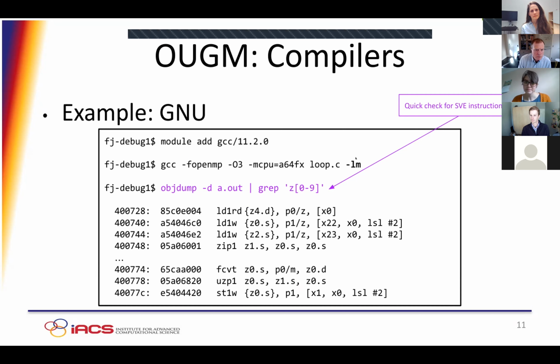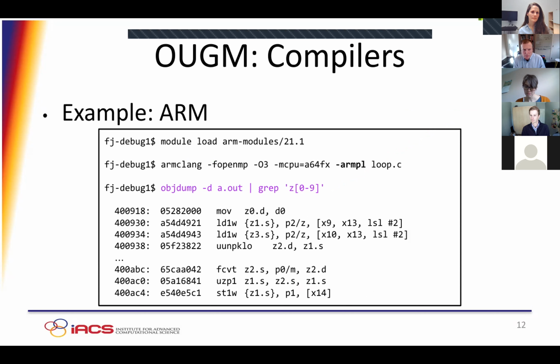And I want to point out this math library thing. For GNU, you need to tell it to use the math library for the functions that I'm using in the code. We'll see in a moment that other compilers don't need that and substitute better versions.